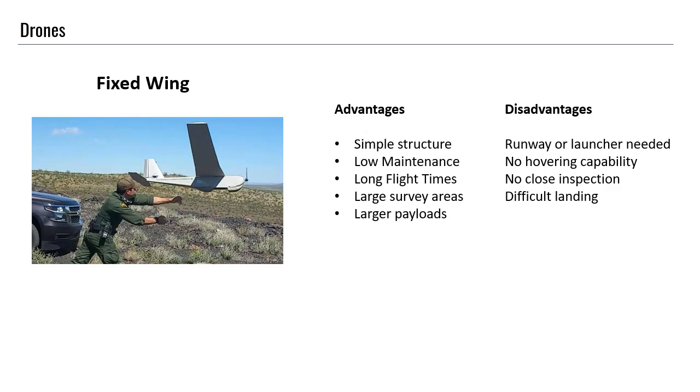If we take fixed wing for an example, we find that it's a simple structure. There's a lot less maintenance involved. You can have much longer flight times. It can survey very large areas and can carry heavier payloads. The disadvantage is that you need a runway or a launcher. You can't hover, so you can't get close to inspections, and sometimes it's very difficult to land them.